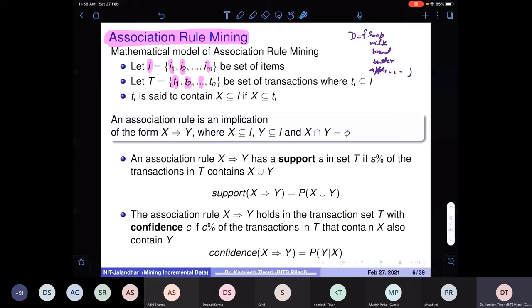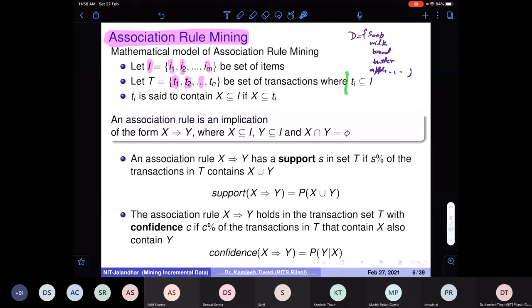This kind of thing is very common in market basket analysis, where you go to a shopping mall and purchase some items. Whatever transaction you give, it is going to be a subset of the items which are available over there. Definitely, whatever items are available in your market, you are going to buy a subset of that. I hope this condition is clear to you.